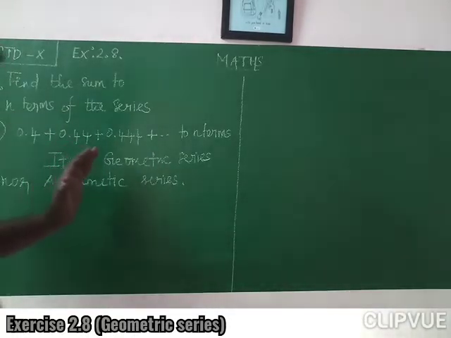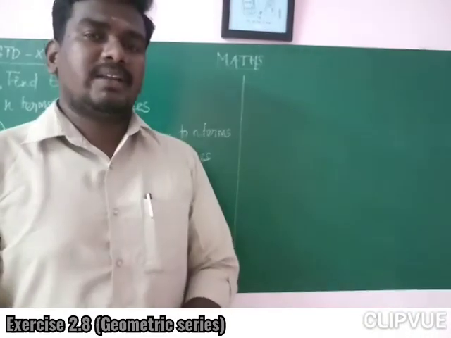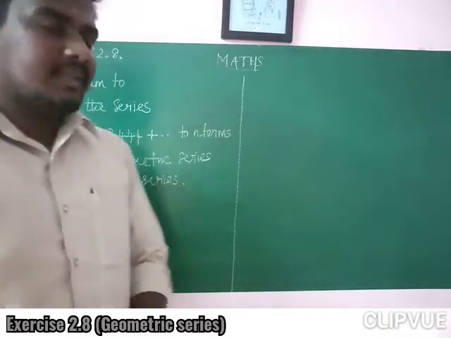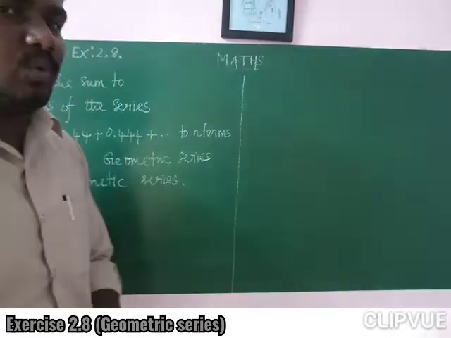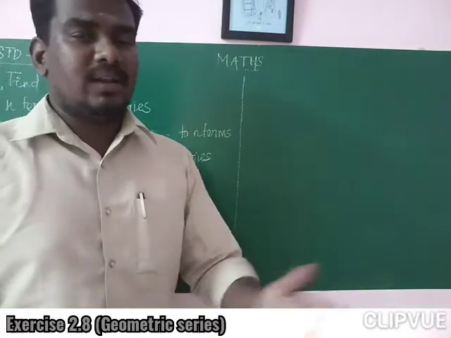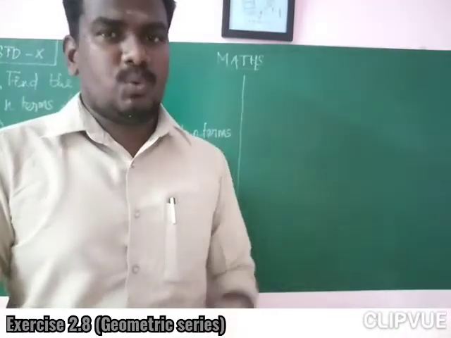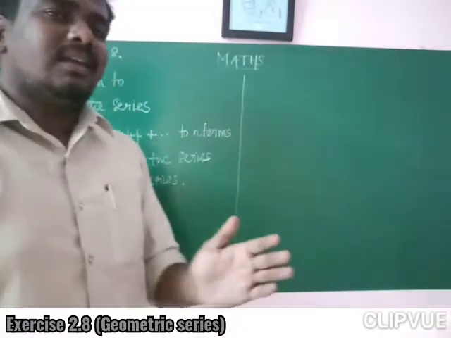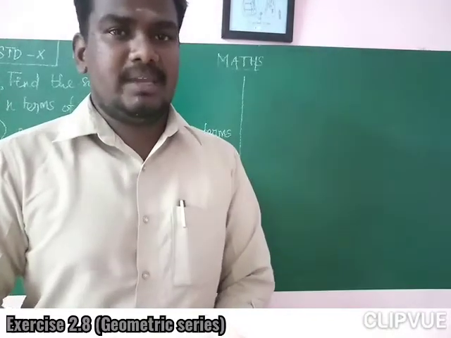If it is a geometric series, we can use the formula Sn equal to a of r power n minus 1 divided by r minus 1. If it is an AP, we have the formula Sn equal to n by 2 of 2a plus n minus 1 into d. But it is neither a geometric series nor an arithmetic series. So what shall we do? Better we convert this given series to either AP or GP.